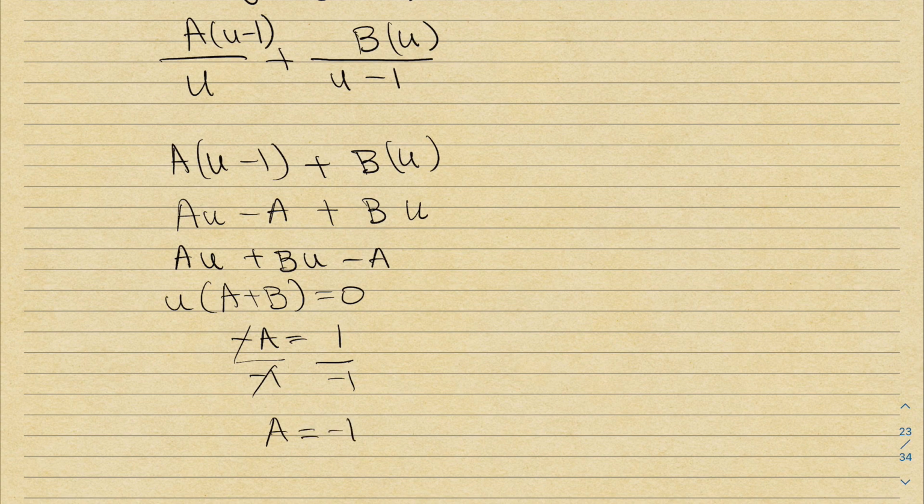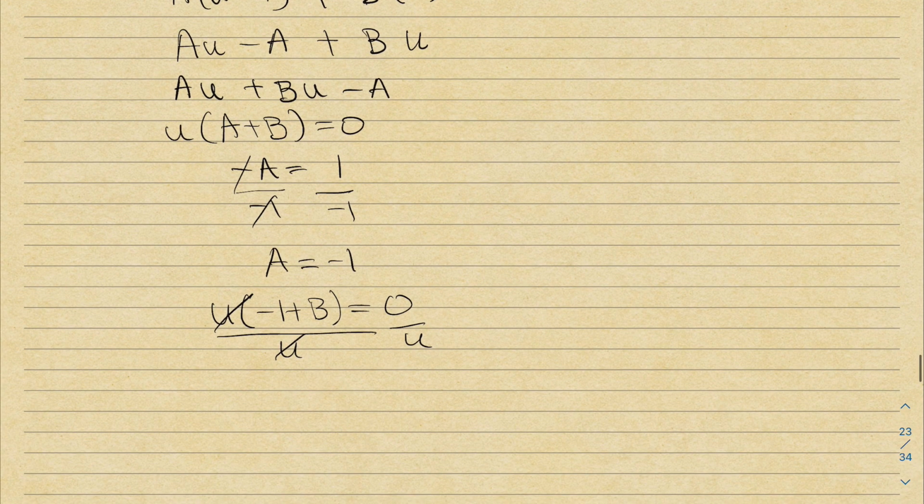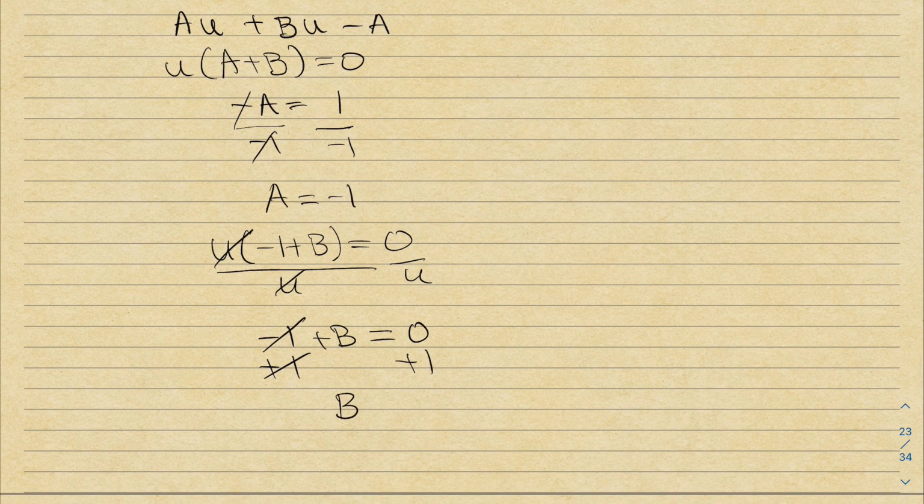Now we're going to substitute the A in this equation. We have u times negative 1 plus B is equal to 0. So we divide both sides by u. The u cancels. 0 over u is always 0. So we end up with negative 1 plus B is equal to 0. And we're going to do addition on both sides. So we got B equal to 1.